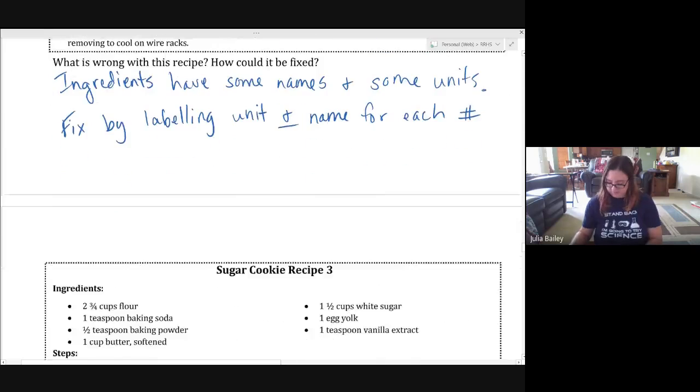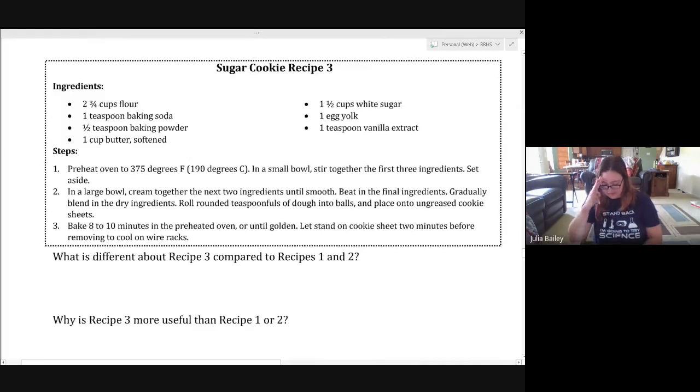So let's look at recipe number 3. This one: 2 3/4 cups of flour, 1 teaspoon of baking soda, 1/2 teaspoon of baking powder, 1 cup of butter. And it even gives you this bonus word of softened. 1 1/2 cups of white sugar, 1 egg yolk, not the whole egg, 1 teaspoon of vanilla extract. This is actually finally enough information to make our recipe, right?